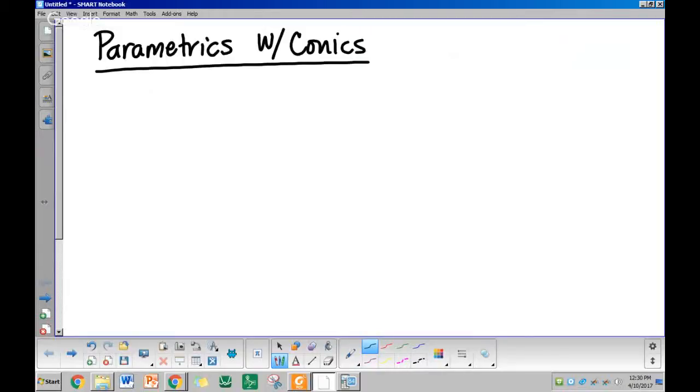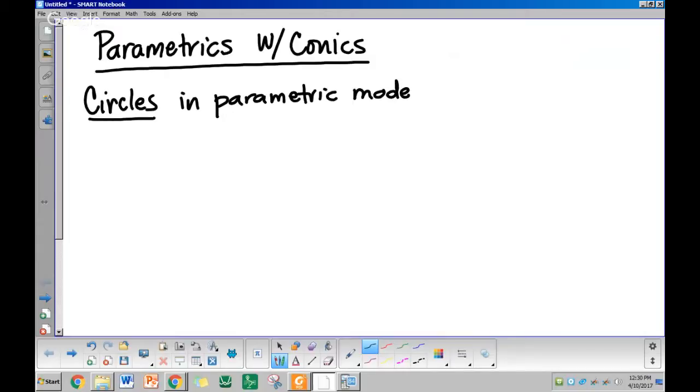All right, so got your calculator out. So we're going to have some fun here in the beginning. We're going to do circles in parametric mode. Okay, and you all know how to change your calculator to parametric mode. You go to mode, scroll down and get off of FUN or function and go to PAR, P-A-R, for parametric.